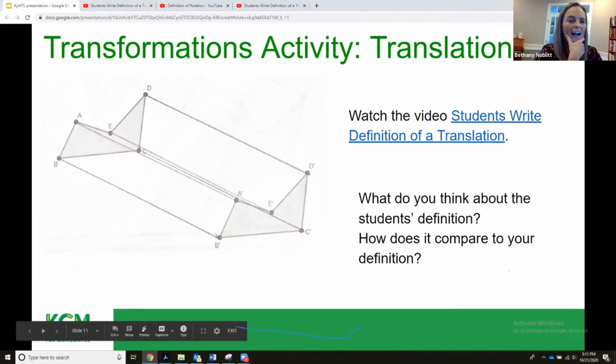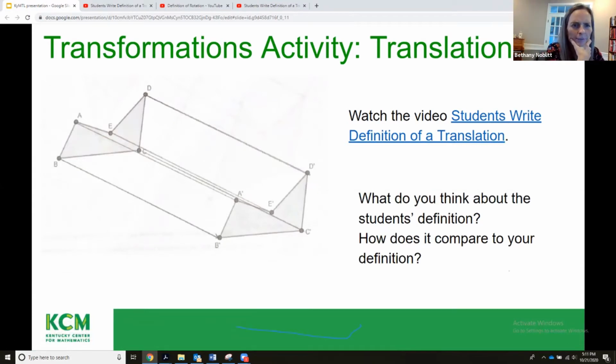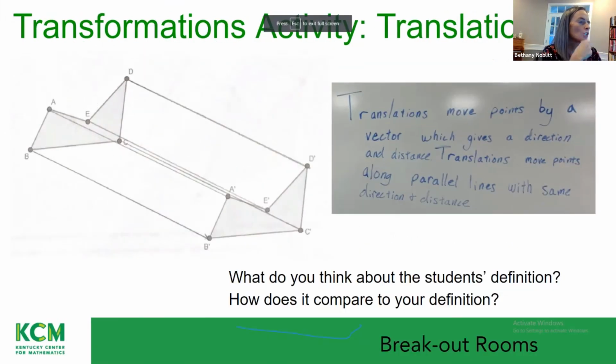So I hope you could hear that okay. Could you hear that okay? I'm seeing some yes, great. So that was just a brief clip of their conversation about their own understanding of the definition for translation. I clipped out their definition that they wrote on the board because I know it was hard to see in the video. You can see it on the screen right now.